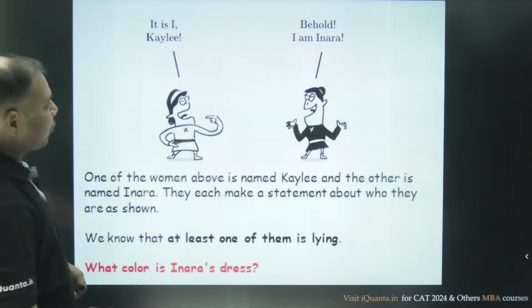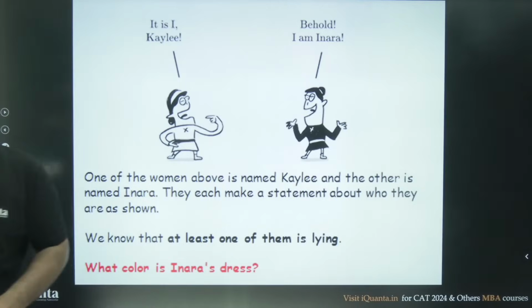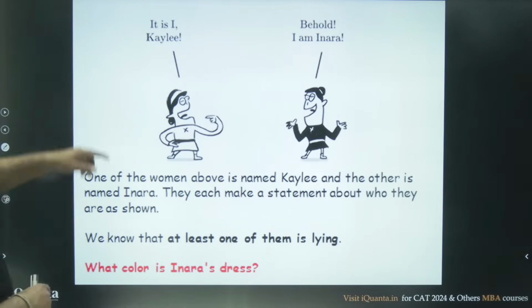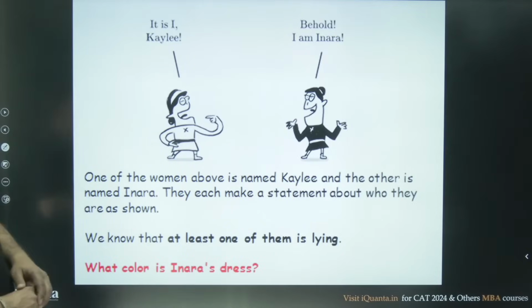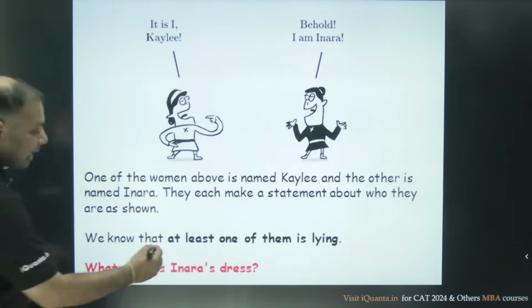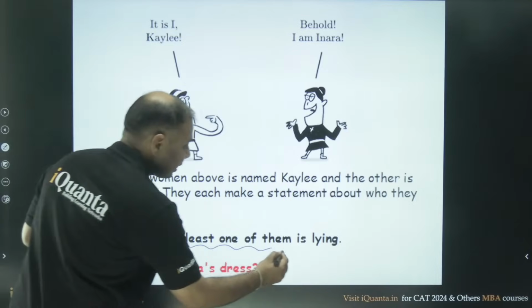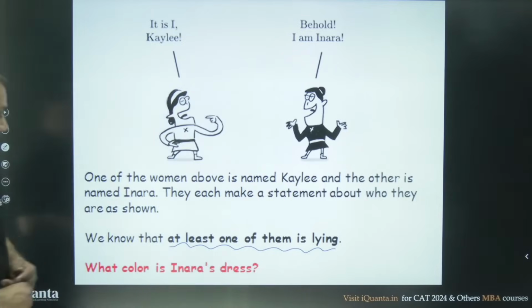Now, next question. Please try to answer it fast. I'm reading it for you. There are 2 girls I can see here. It's Kylie, and behold, I'm Inara. So one of the women above is named Kylie and the other is named Inara. They each make a statement about who they are, as shown. So we know that at least one of them is lying. Now be very careful about this. At least one of them is lying. So what color is Inara's dress? That's the question.